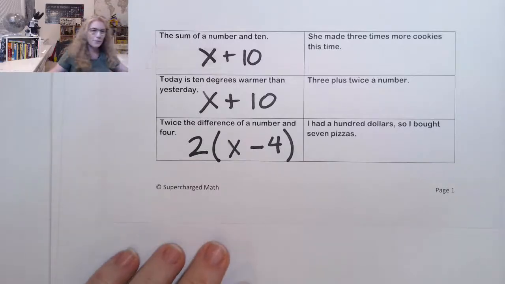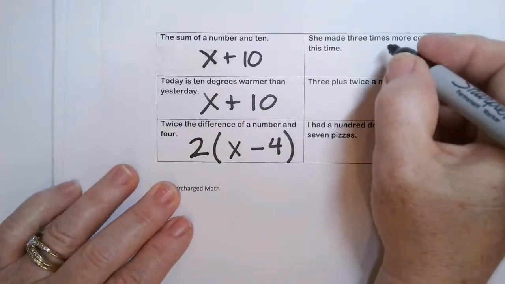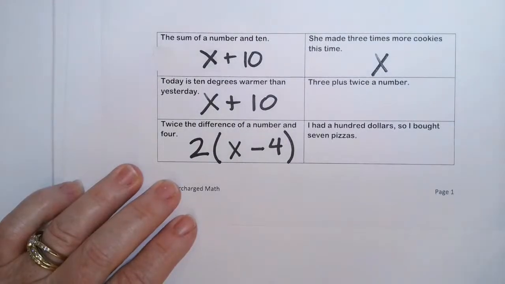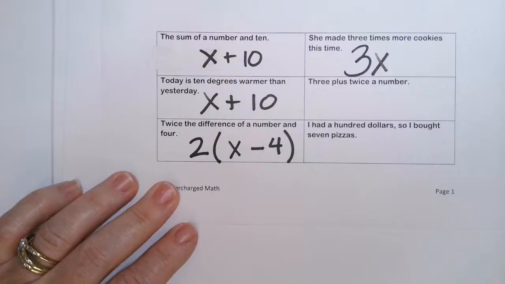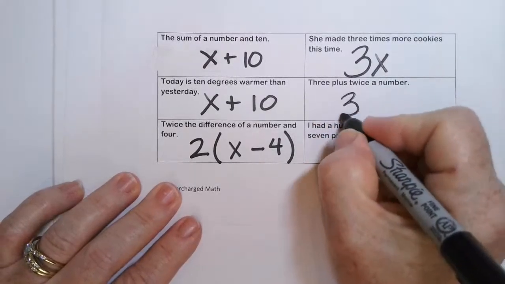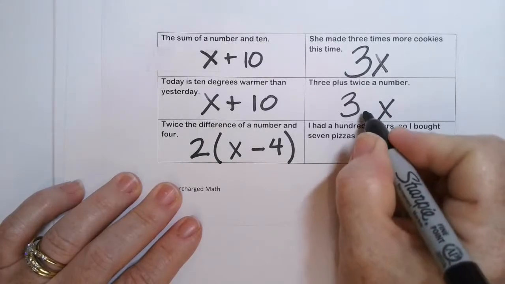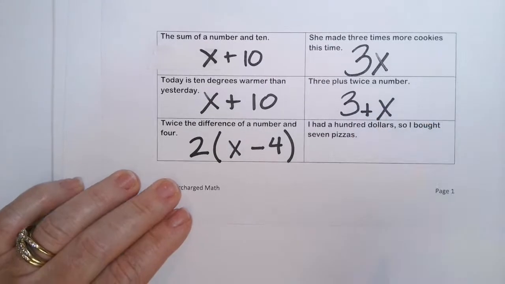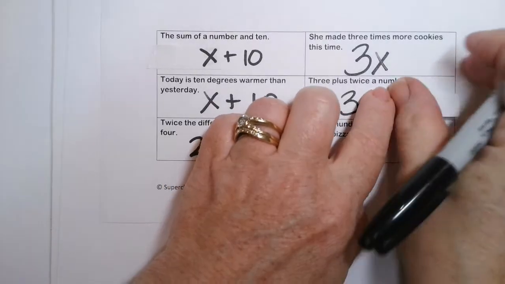Okay, so for the first one, here, let me move myself. So for the first one, she made 3 more cookies than last time. Here's last time. We don't know how many it is, but this time she made 3 more. Okay, 3 plus, if it was just 3 plus a number, it would look like this. But it's plus twice a number. So I didn't leave enough room, did I? So I'm going to say it's twice a number.